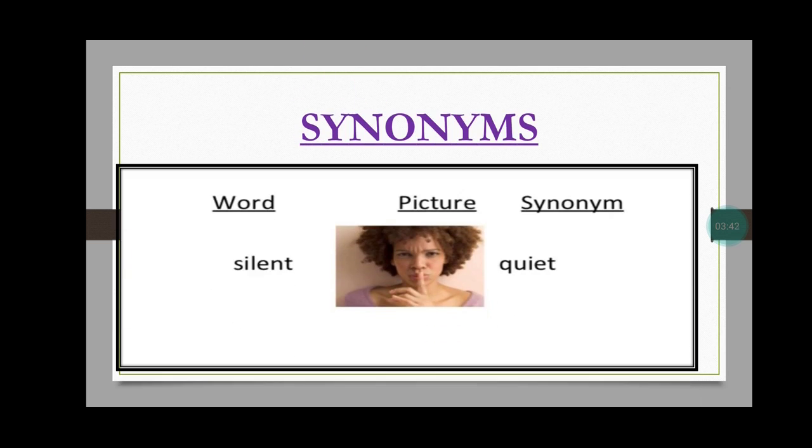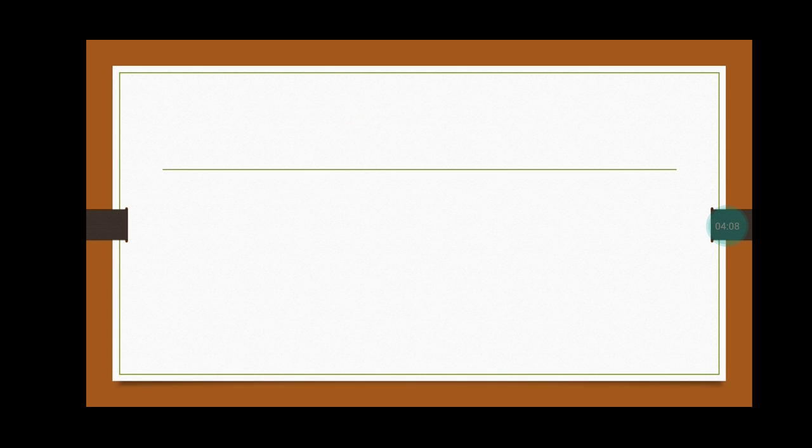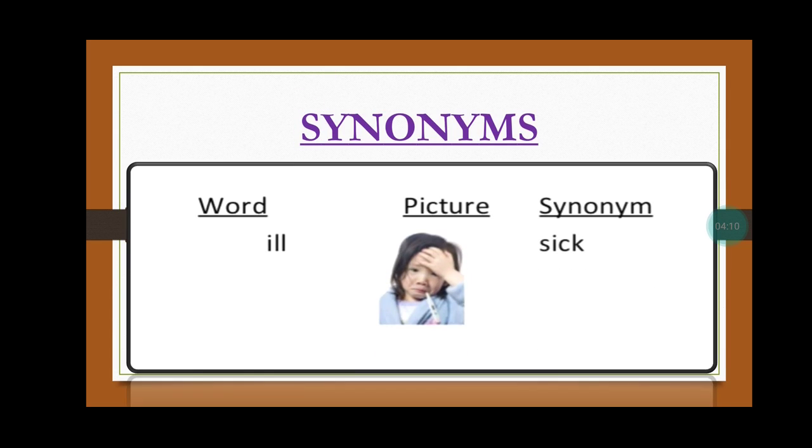Now we are going to read some examples of synonym. If you can see in the picture, first word is silent. The picture is already given, and the synonym of silent can be quiet. For example, in the class, you would have heard teachers saying be silent, be silent. Instead of using the word silent again and again, we can say be quiet, right? Let's move on to other examples of synonyms.